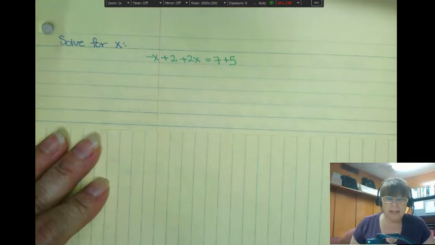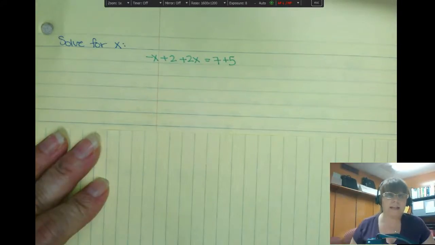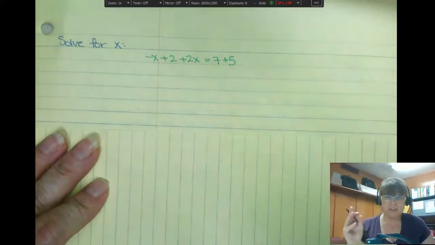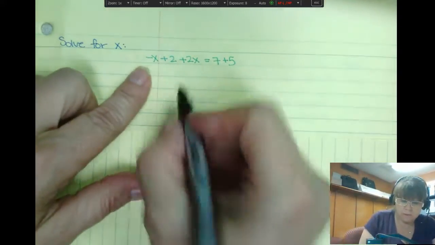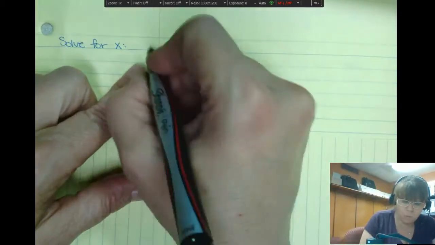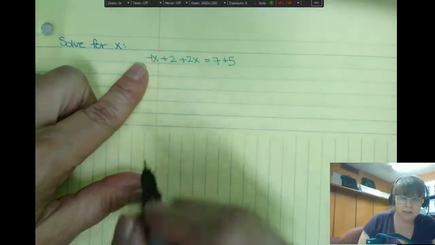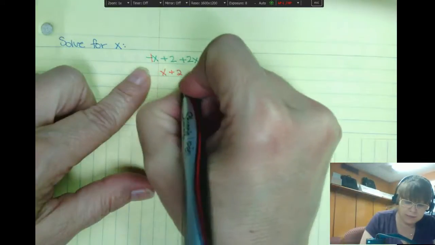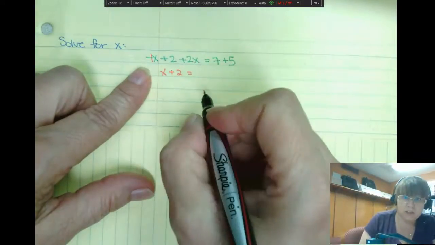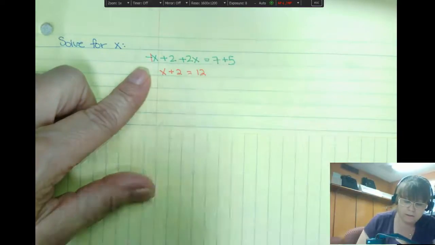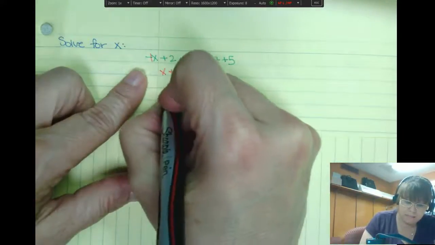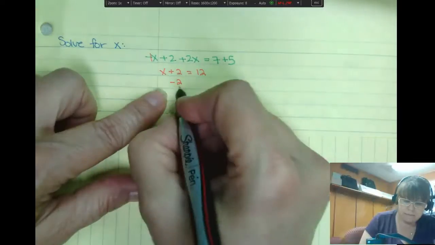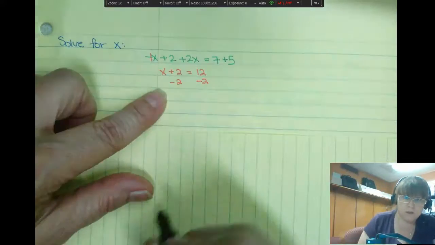Here's a problem where we have x's more than just solve x. We can combine like terms and then solve for x. So I'm going to combine all my x's. Negative 1x plus 2x is x, plus 2 equals 7 plus 5. We can do the math there. It's 12. I'm going to do it vertically. Minus 2 to both sides.